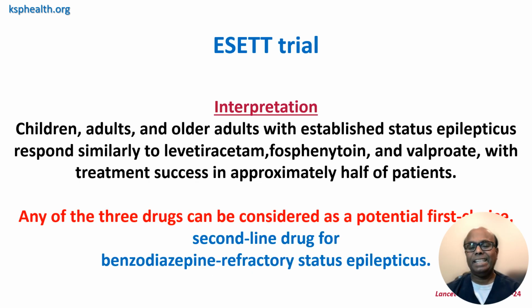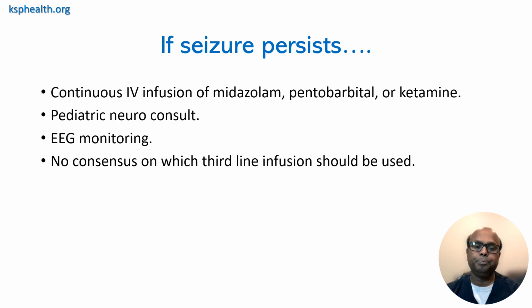The interpretation of the SEIZURE trial: any of the 3 drugs can be considered as a potential first choice for the second-line treatment of benzodiazepine-refractory status epilepticus. Again, because of the ease of use and ease of availability, levetiracetam is widely used at the dose of 60 milligrams per kilogram, rather than the 40 milligrams per kilogram that was used in all those 3 trials.